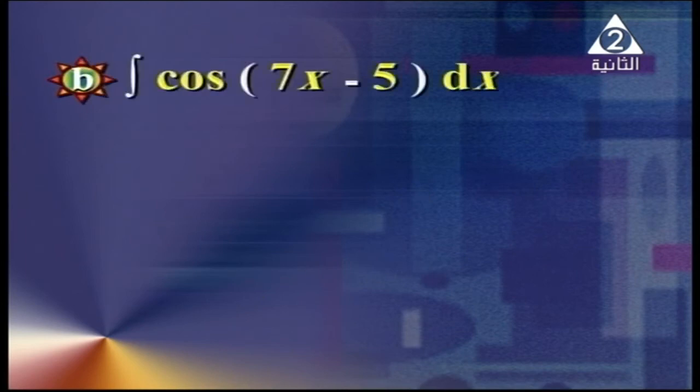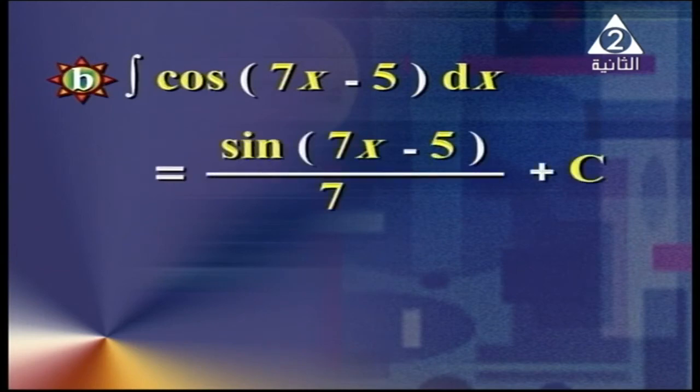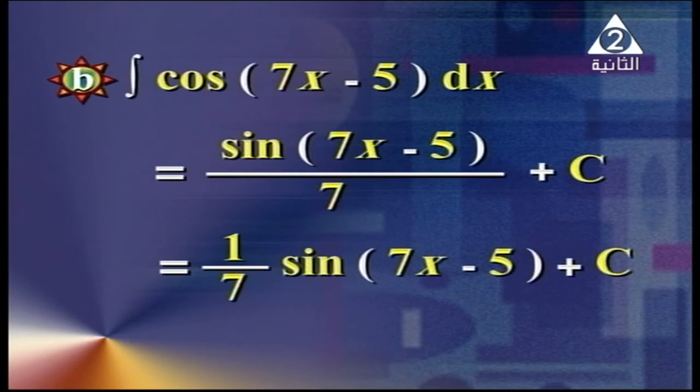Number B, what is the integration of cosine of the bracket containing 7x minus 5 dx? What is the integration of cosine? Sine. Sine of the bracket containing 7x minus 5. Don't forget to divide by the coefficient of x, which is 7. Then the answer is sine of the bracket containing 7x minus 5 over 7 plus the constant of integration, which equals 1 over 7 sine of 7x minus 5 plus c.